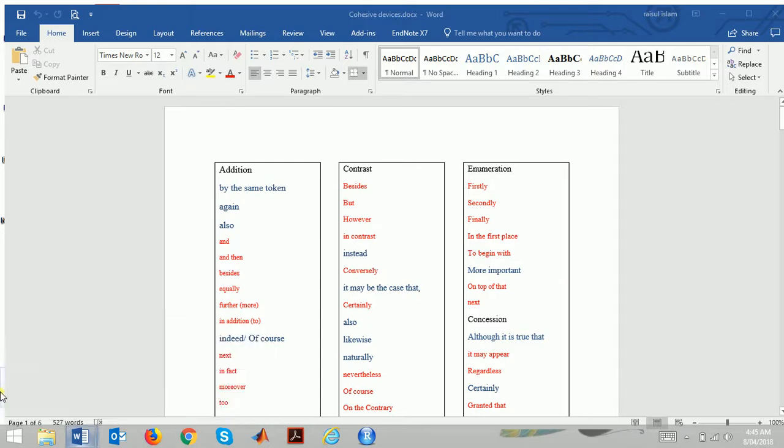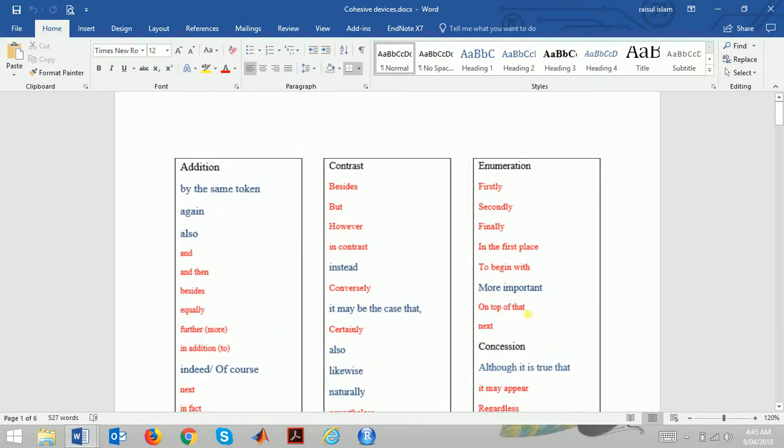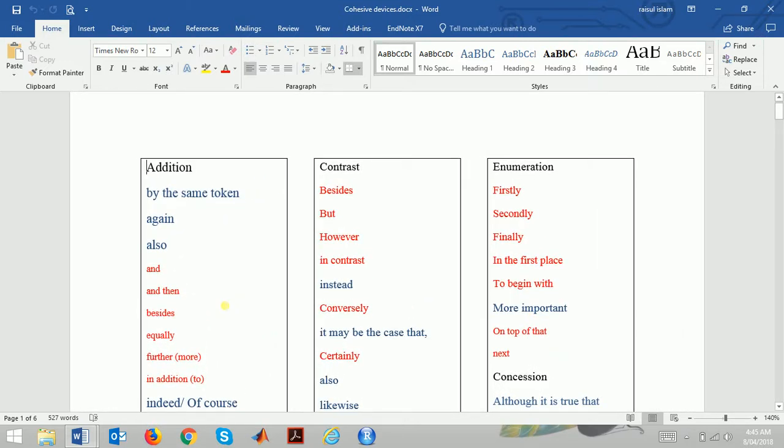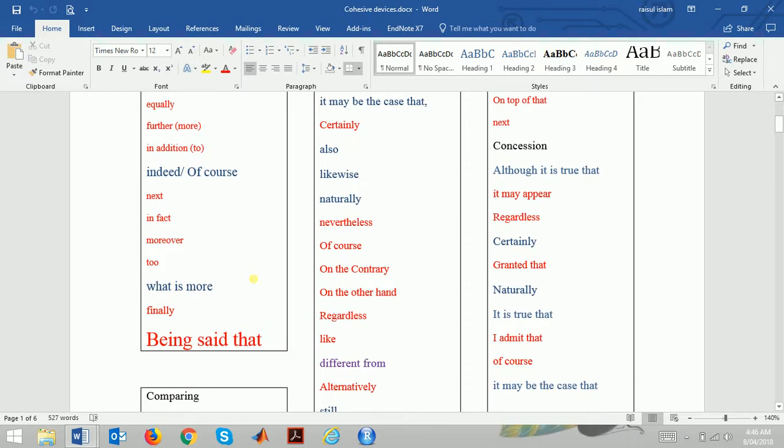Let's start with connecting devices: additions. For additions we use: by the same token, again, also, and then, besides, equally, furthermore, further, in addition to, indeed, of course, next, in fact, moreover, what is more, finally, that being said.